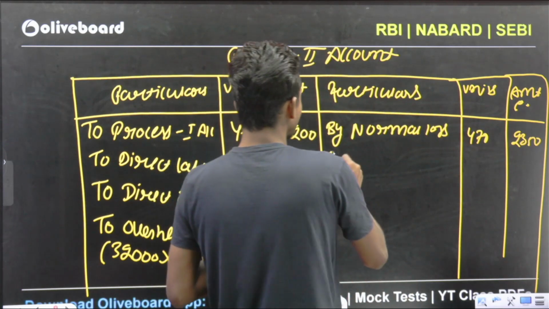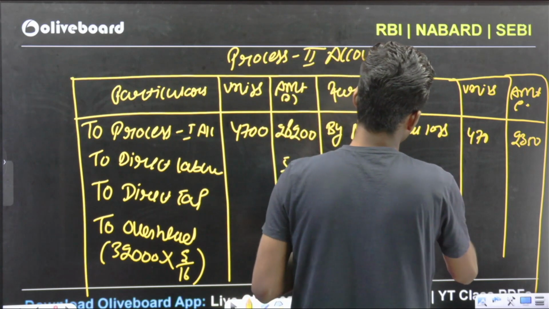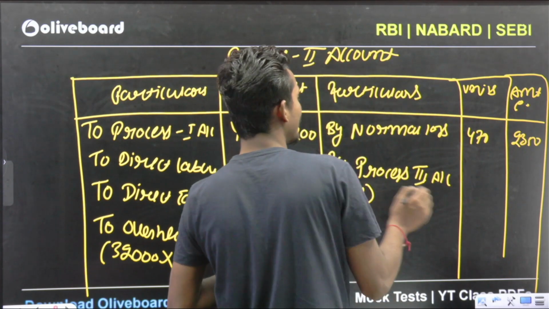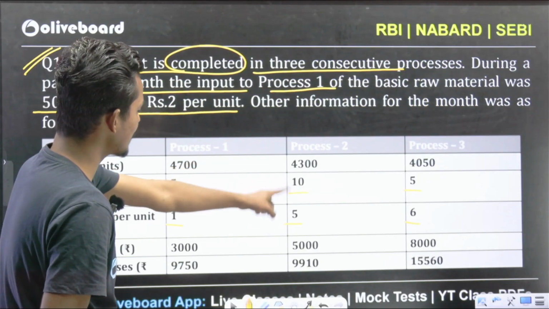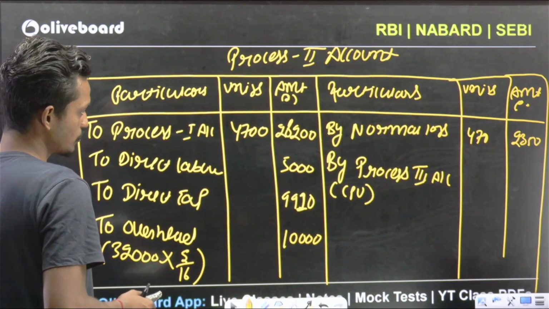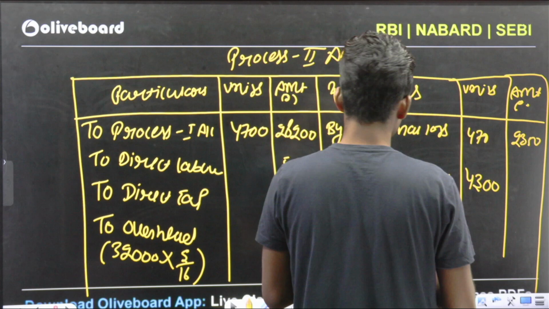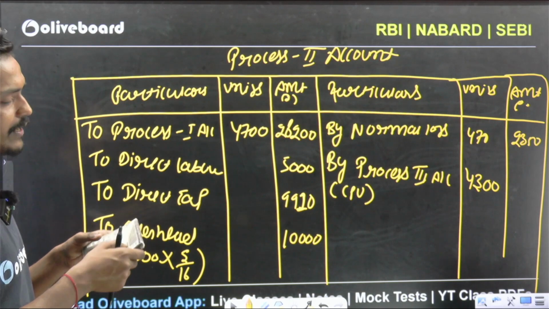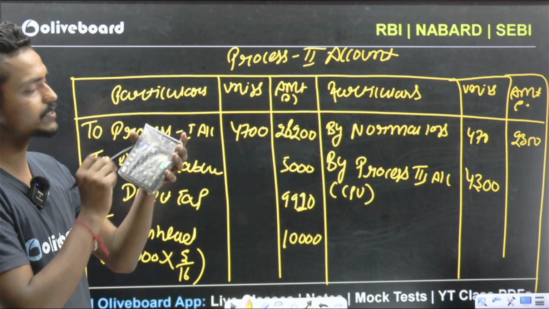Now I have some amount of final product, and that final product will be transferred into your process third account. And yes, we have to value this particular process third account unit as per the cost per unit. Now you can see the process second output is 4,300. We have introduced 4,700 input, and I am getting 4,300 as output. Now you can see we should have only 400 as normal loss.